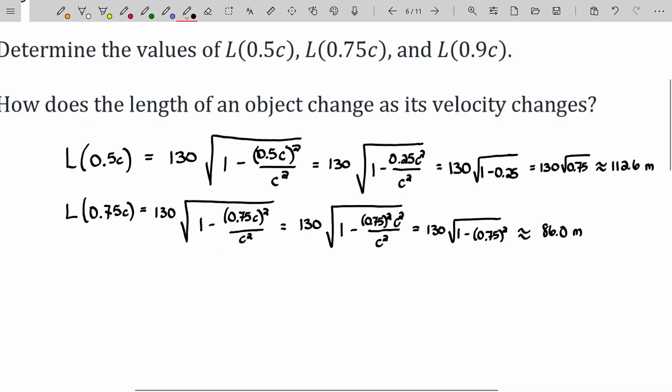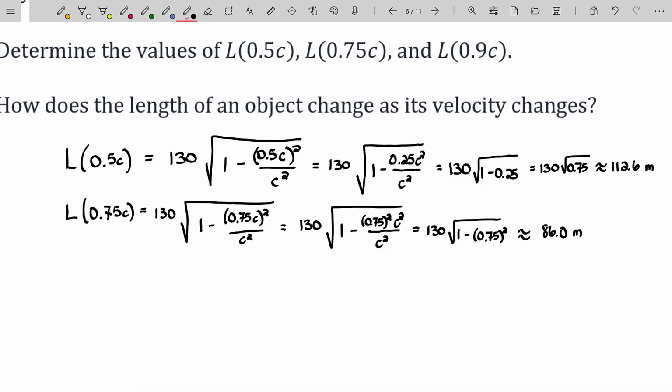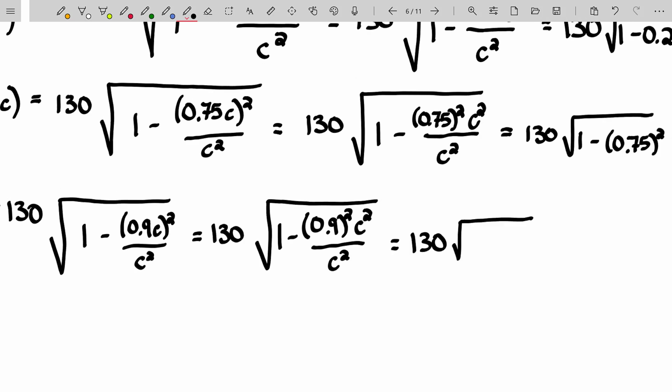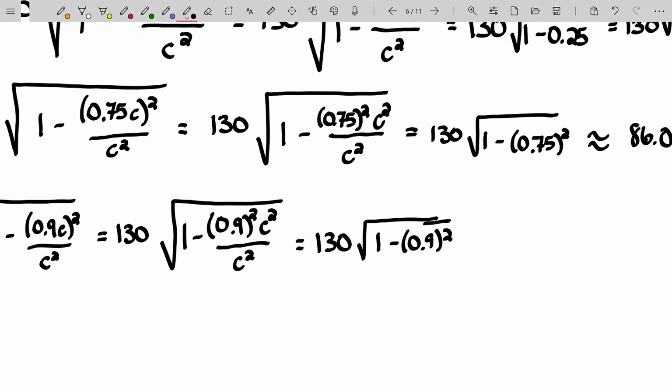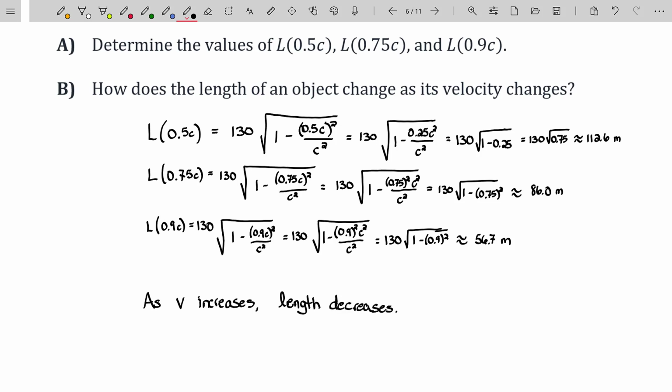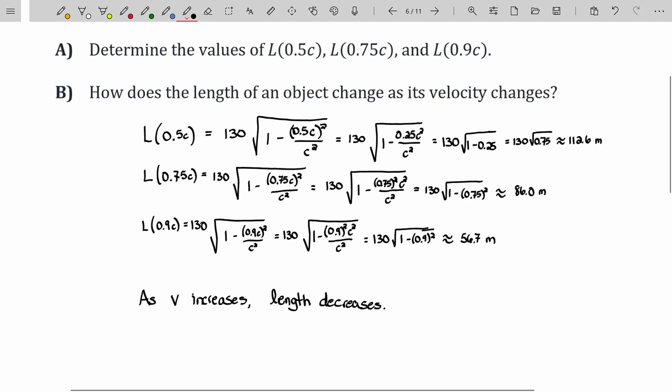Again, rounded there. Let's see if the object goes to 9/10 the speed of light, or 90% of the speed of light. So we get all the way down to that spot right there, and I just grab a calculator, and this object is approximately 56.7 meters in length. And part B is saying, how does the length of an object change as its velocity changes? And the answer to that is as velocity increases, length decreases. That is physics. That is awesome stuff right there.